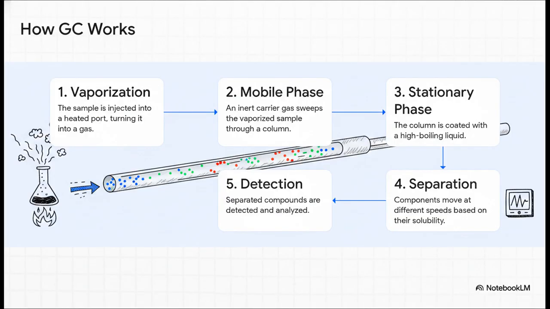It's basically a 5-step dance. First, you heat the sample until it vaporizes into a gas. Next, an inert gas, something that won't react, sweeps that vapor into a long, super thin column. Inside that column is a special liquid coating. Now here's the crucial part, separation. The different components in the gas mixture interact with that liquid coating differently, which makes them travel through the column at different speeds. Finally, as each separated component exits the column one by one, there's a detector waiting there to analyze it.